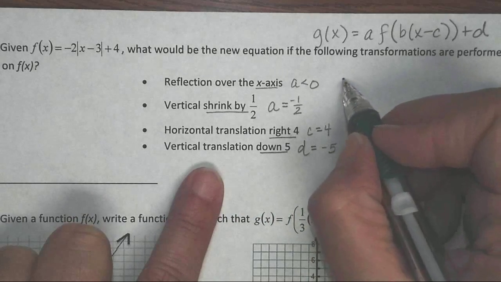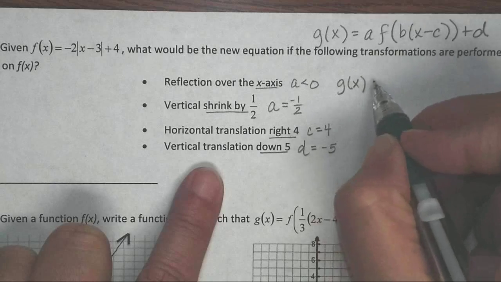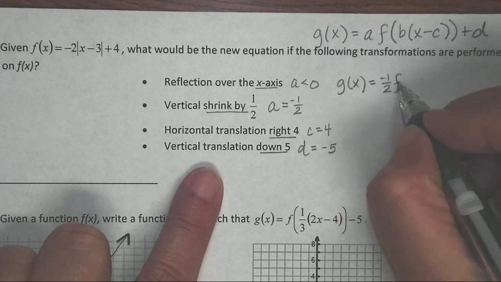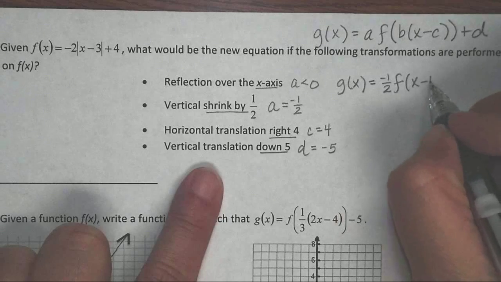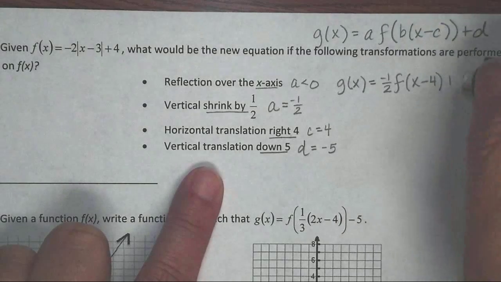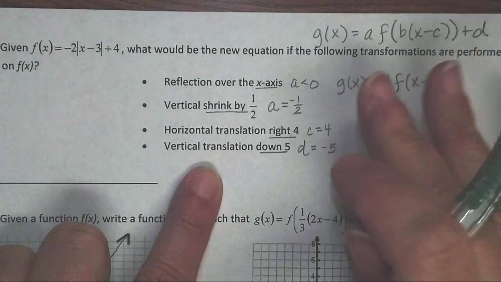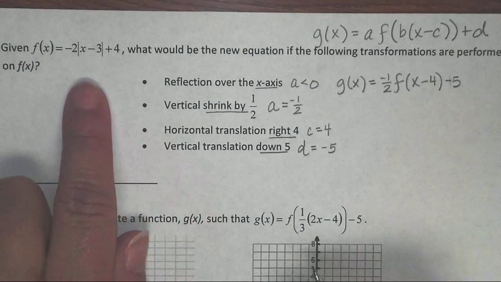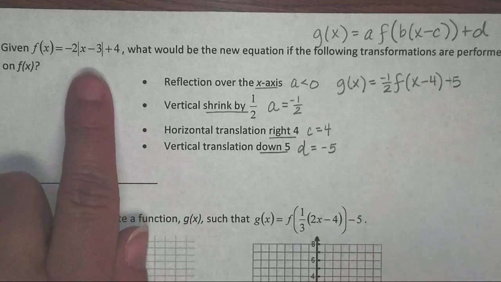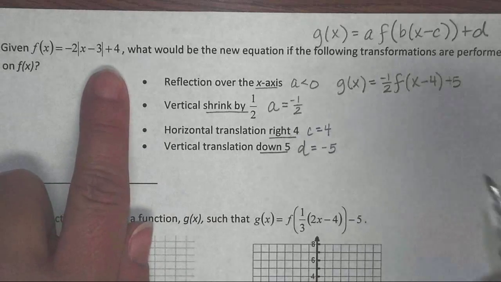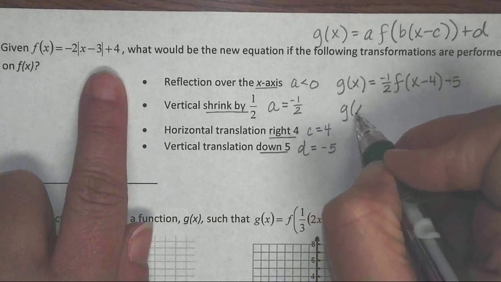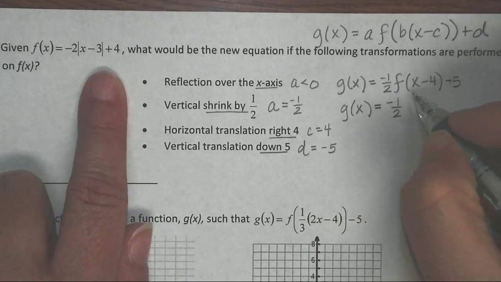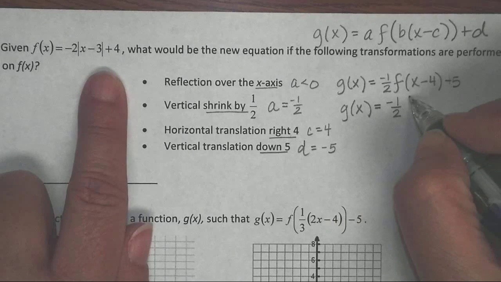Put that together and I have a new function, g of x is equal to negative 1/2 of f of x minus 4 minus 5. Excuse me, minus 5. Now go back to your original function. F of x is negative 2 times the absolute value of x minus 3 plus 4. And I'm going to apply these transformations to that specific function. So it's negative 1/2 of f of x minus 4.